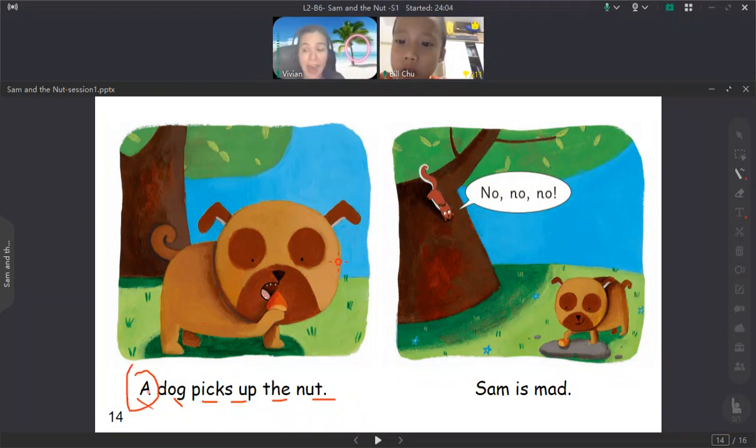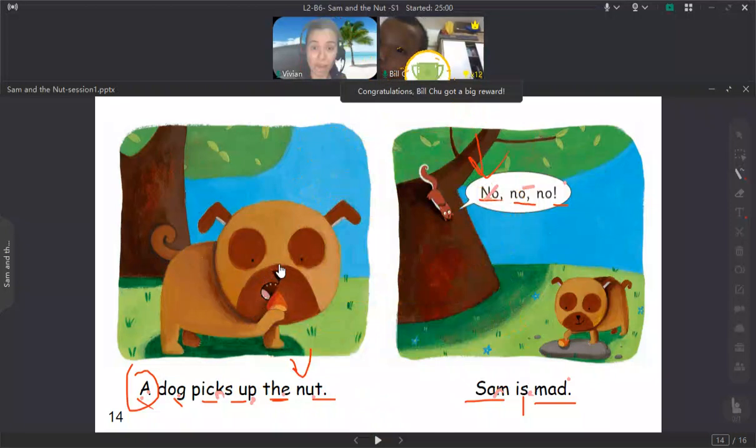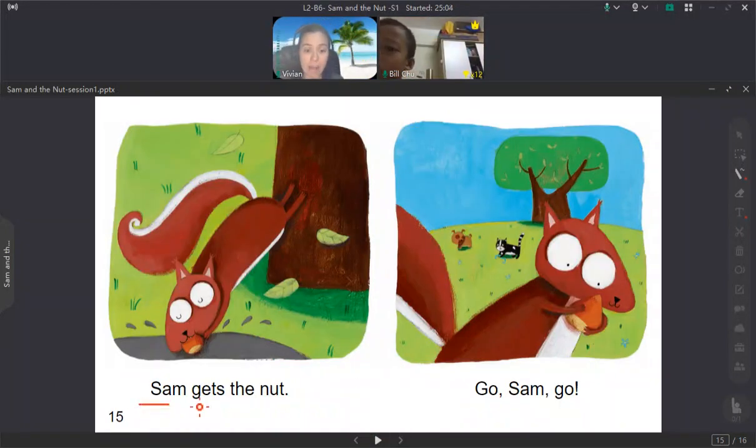A dog picks on the nut. Sam is mad. What does Sam say, Bill? No, no, no. Very good, Bill. Bill, Sam gets the nut.